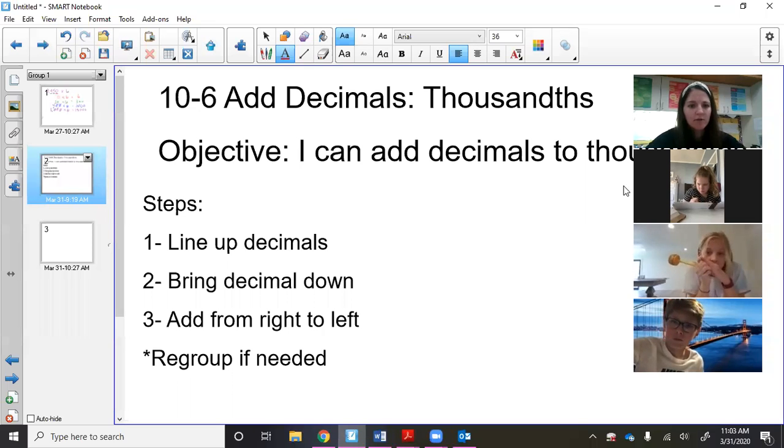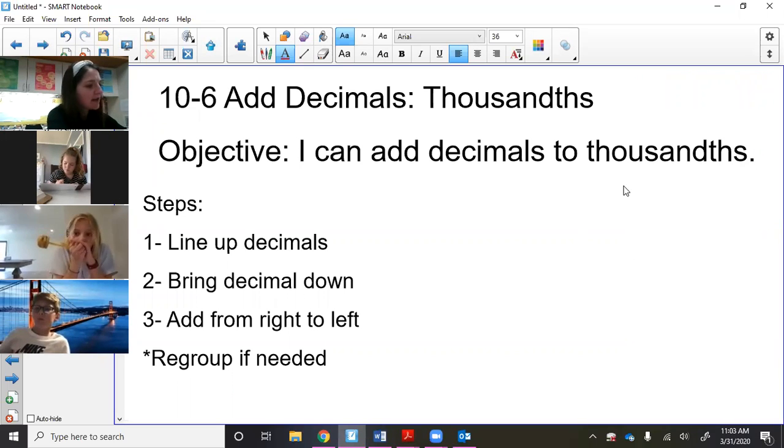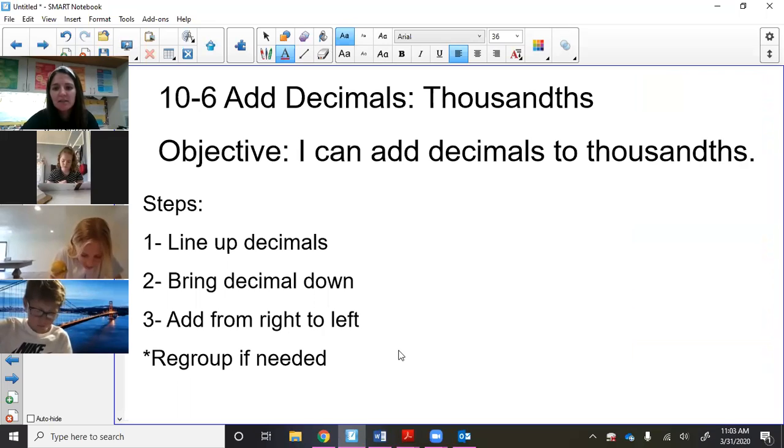All right, so we are doing 10-6, which is on page 232. And the objective for today is I can add decimals to thousandths.